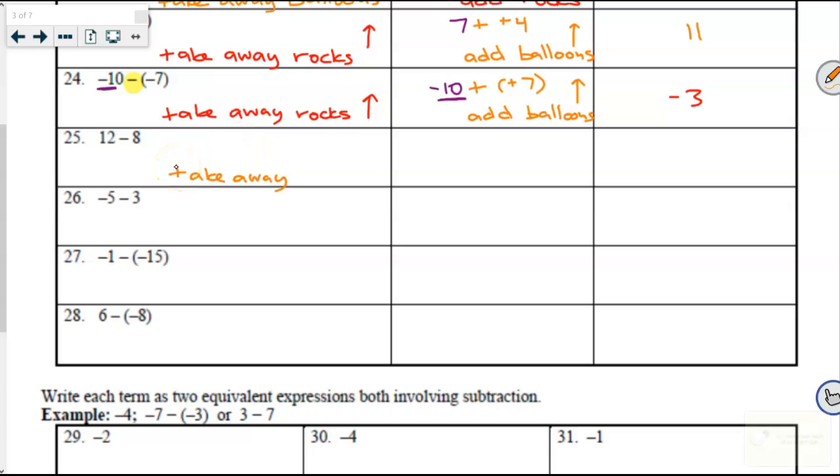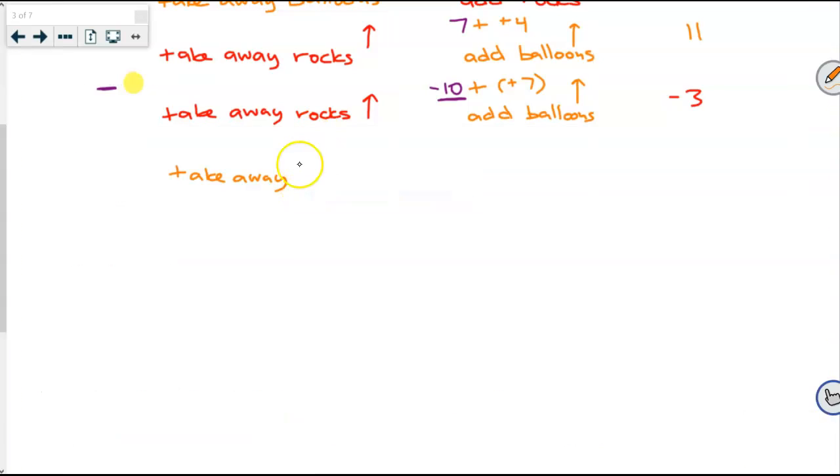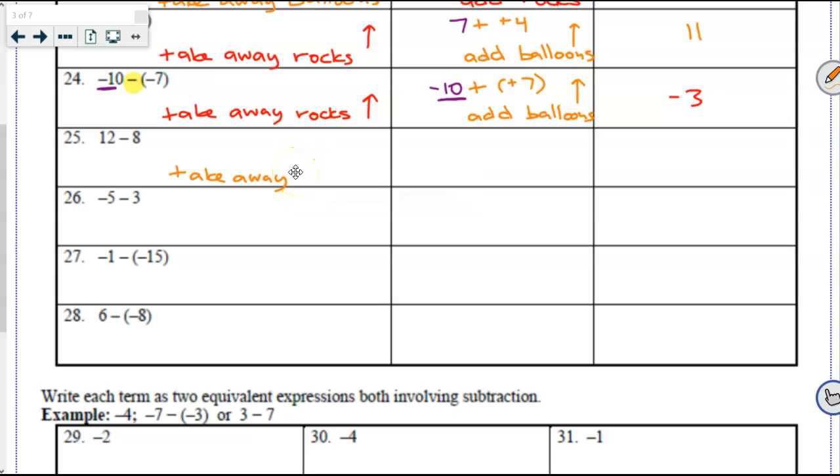Now again, did you hear that question that I asked? That is a question that you should be asking yourself as you go through these problems. It's a take away balloons problem. When I take away balloons, what direction does the basket go? Did you hear that question? Self-talk question. You say, self, what happens when I take away balloons? And the answer is what, Bridger? It goes down. Self-talk time.